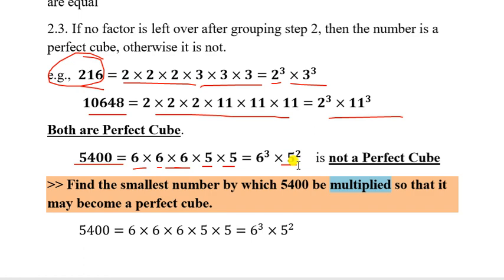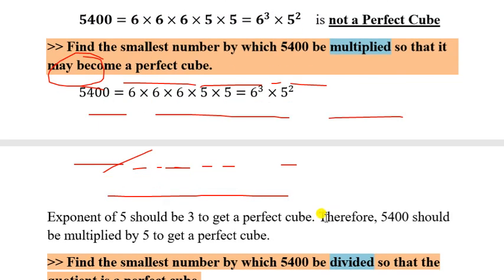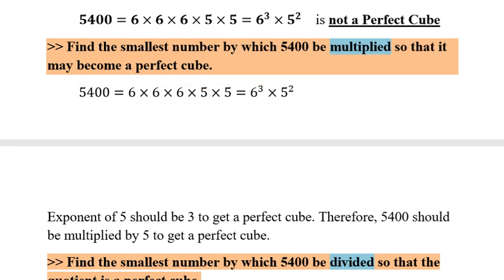Now from non-perfect cube numbers you will get 2 types of question. The first type is: find the smallest number by which 5400 should be multiplied so that it becomes a perfect cube. That means by which number you multiply your given 5400 so that it becomes a perfect cube number. This is the question. Which number do you have to multiply? So let's see. We have to factorize first. Then we will get this 6 cube and 5 square.